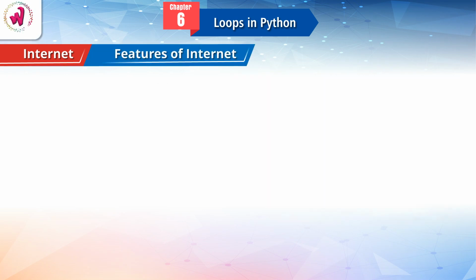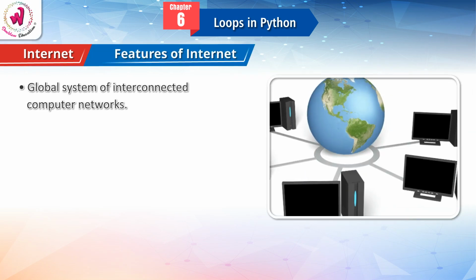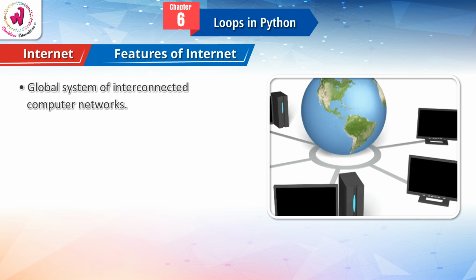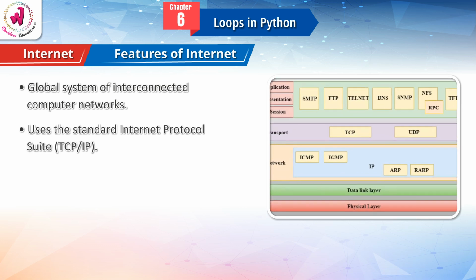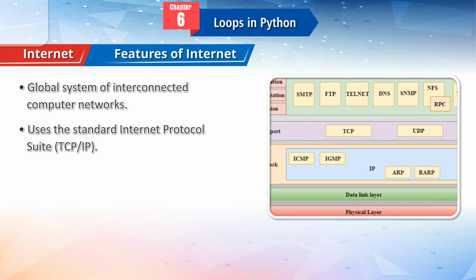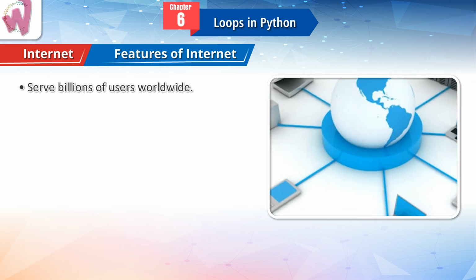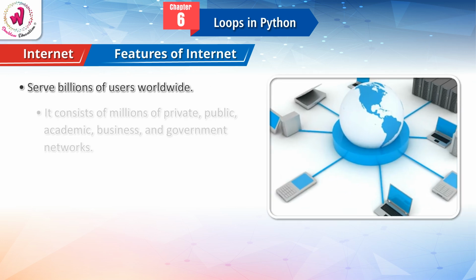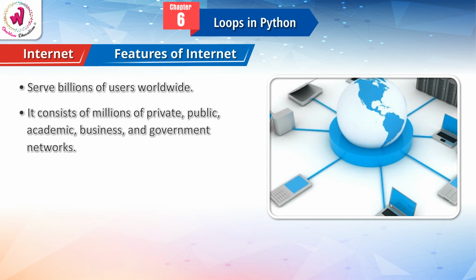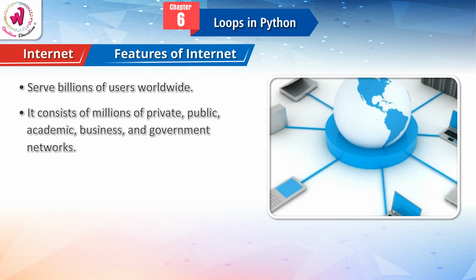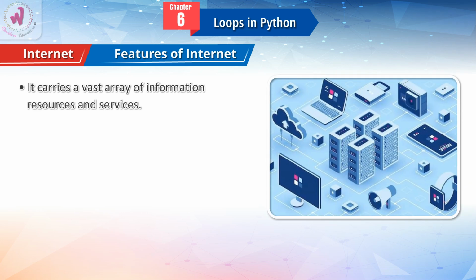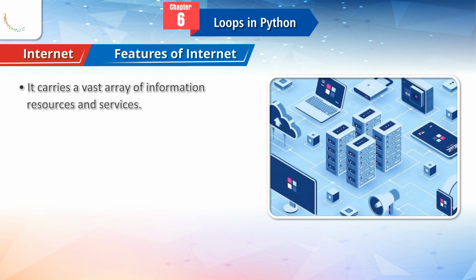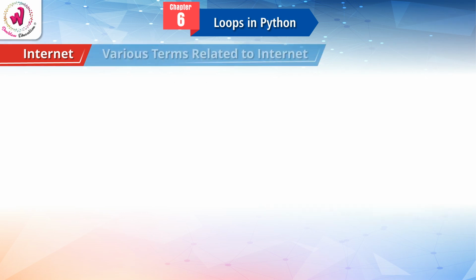Features of Internet. Global system of interconnected computer networks. Uses the standard Internet Protocol Suite (TCP/IP). Serves billions of users worldwide. It consists of millions of private, public, academic, business, and government networks. It carries a vast array of information, resources, and services.